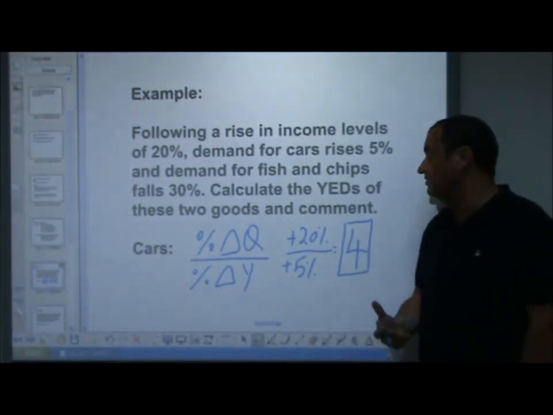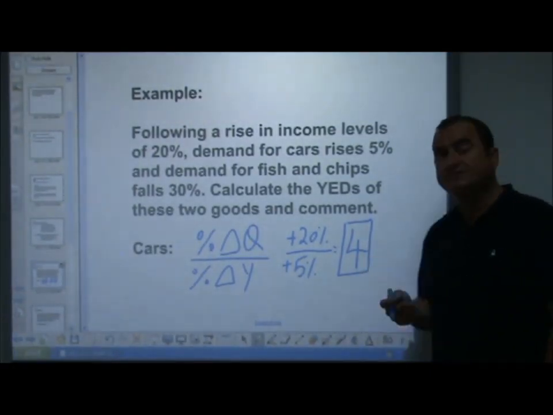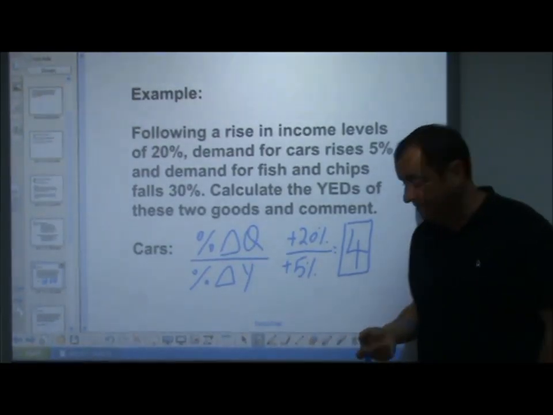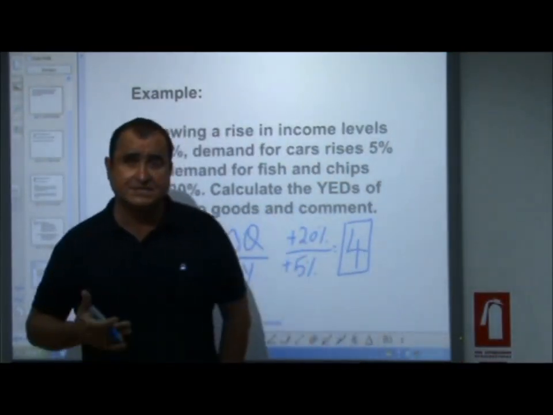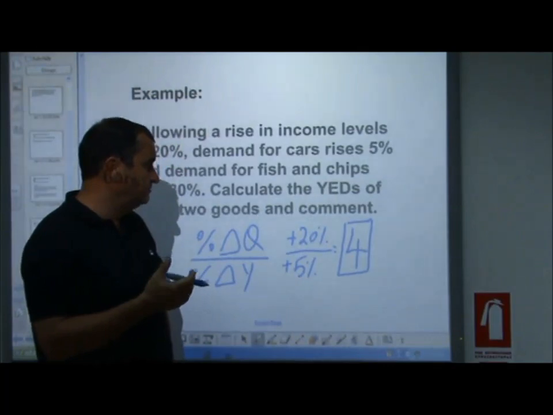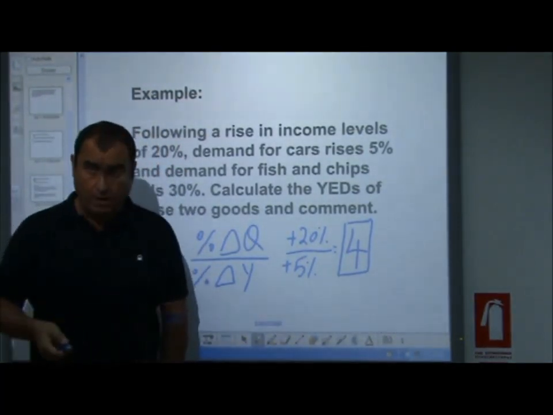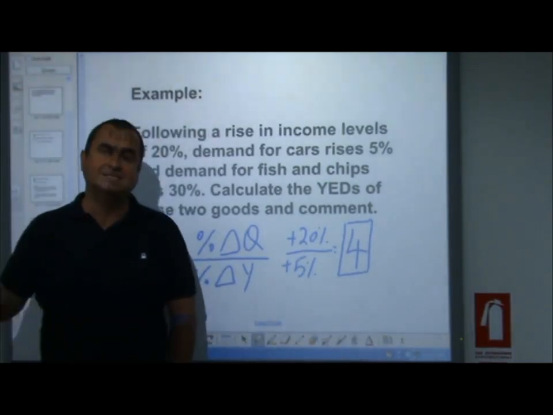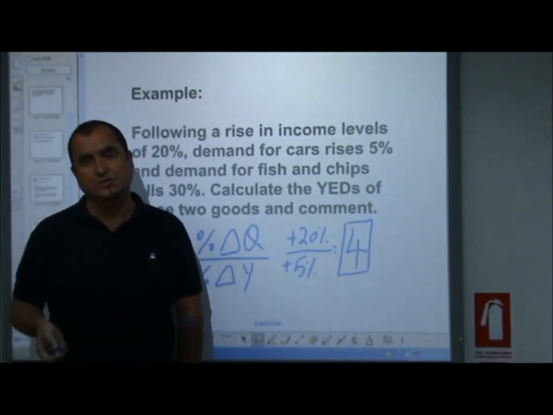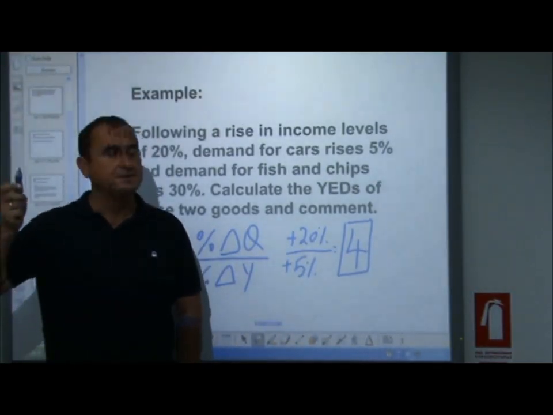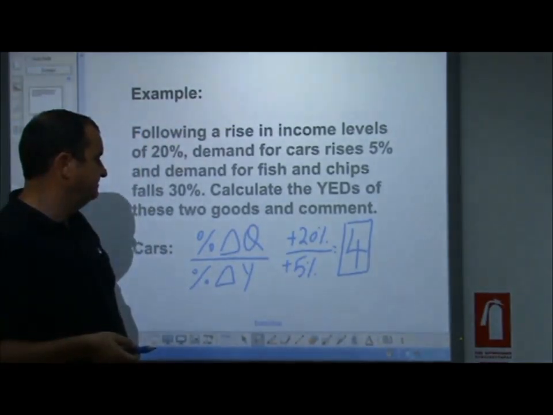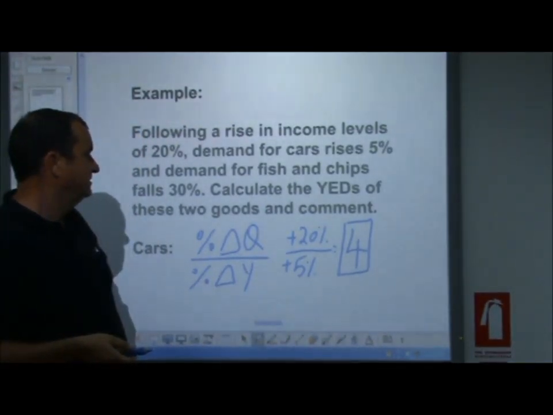Now that 4 tells me, first of all, the sign is positive. What does that tell me? It tells me it's a normal good. And the size, well, it's well above 1, so it's income elastic demand for a normal good. When incomes went up, I've done it wrong, haven't I? I've got that the wrong way around.